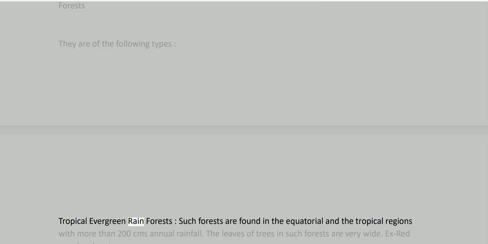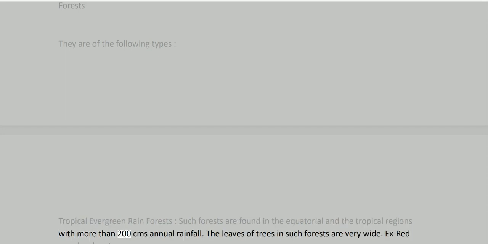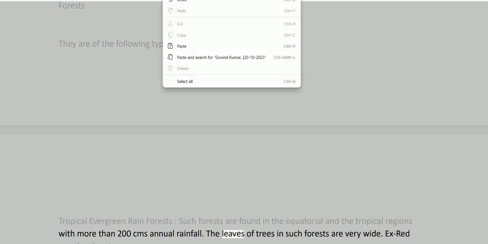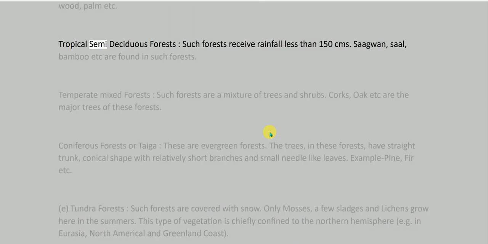Tropical evergreen rainforests. Such forests are found in the equatorial and the tropical regions with more than 200 cms annual rainfall. The leaves of trees in such forests are very wide. Redwood, palm etc. Tropical semi-deciduous forests. Such forests receive rainfall less than 150 cms. Sagwan, sal, bamboo etc. are found in such forests.